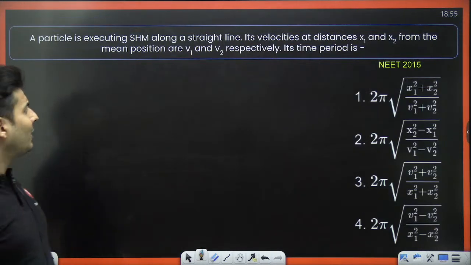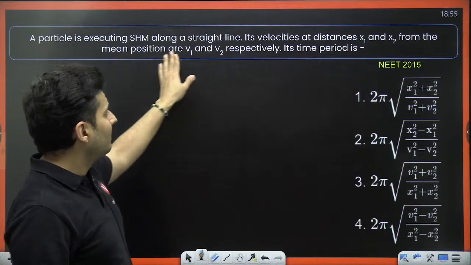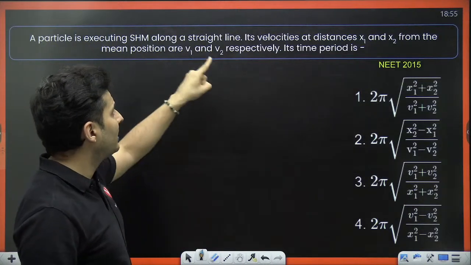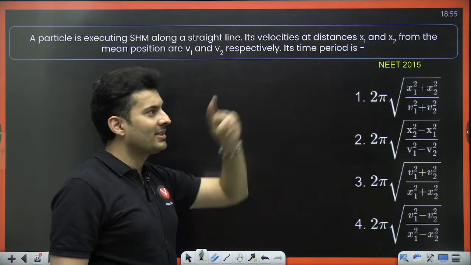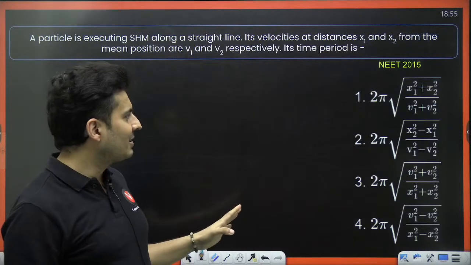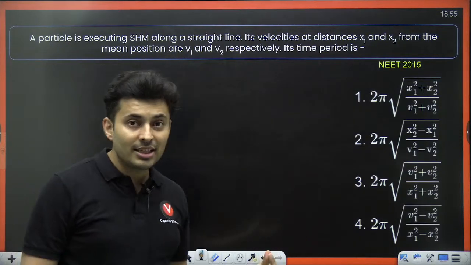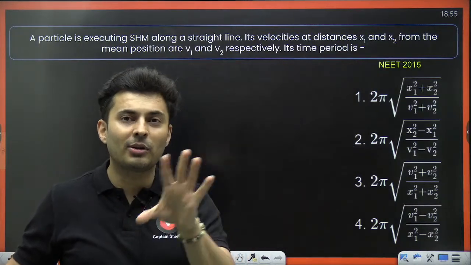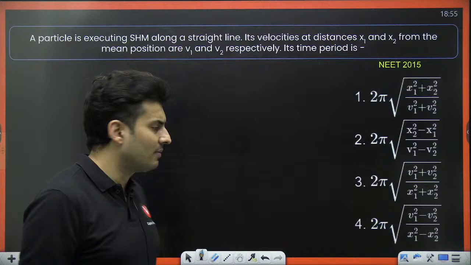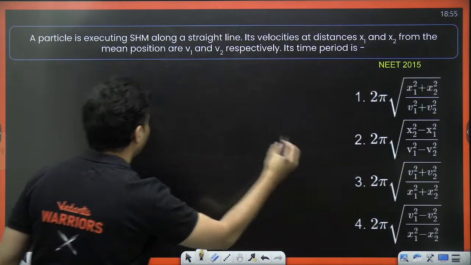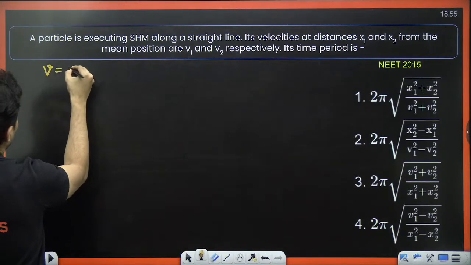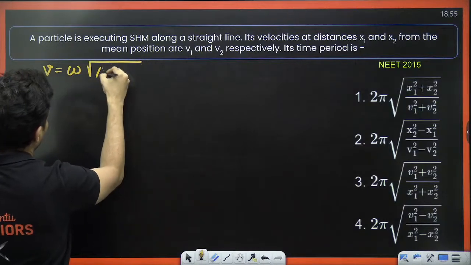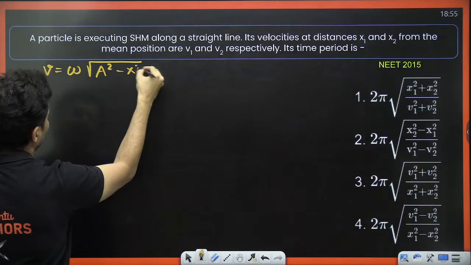Next one. NEET 2015. For a SHM, velocities at x1 and x2 are v1 and v2. What's the time period? Very nice question. Time period is asked. V is given, x is given. I can see squares and roots. So immediately the thought process should be towards the other equation of velocity, which is none other than v is equal to omega root a square minus x square.